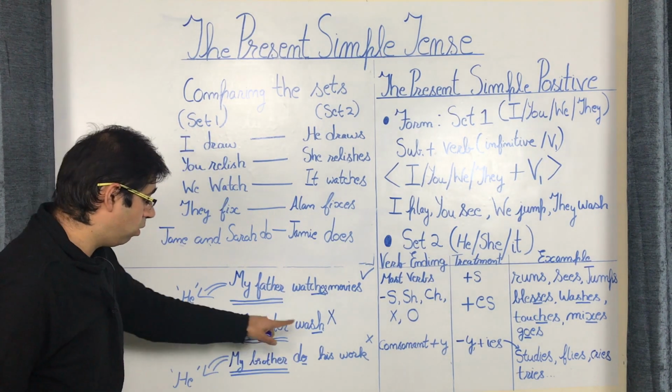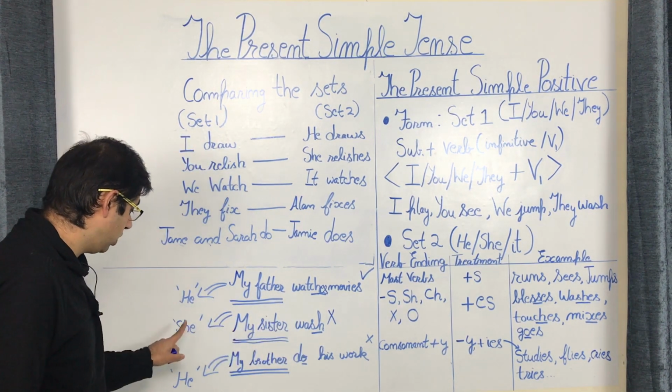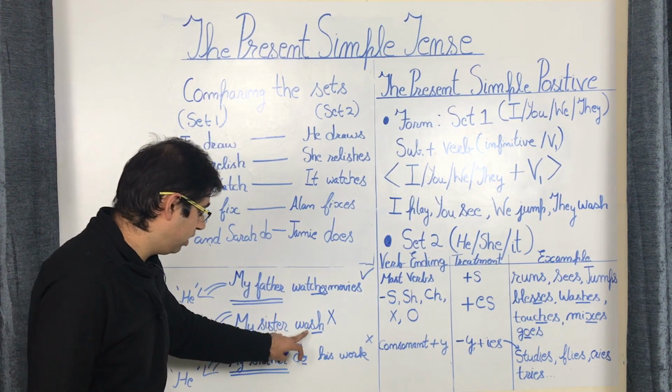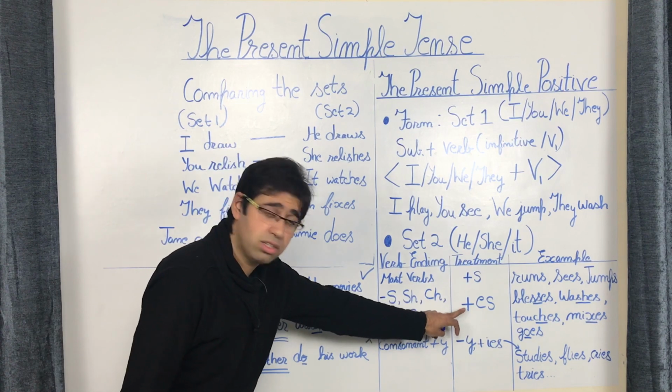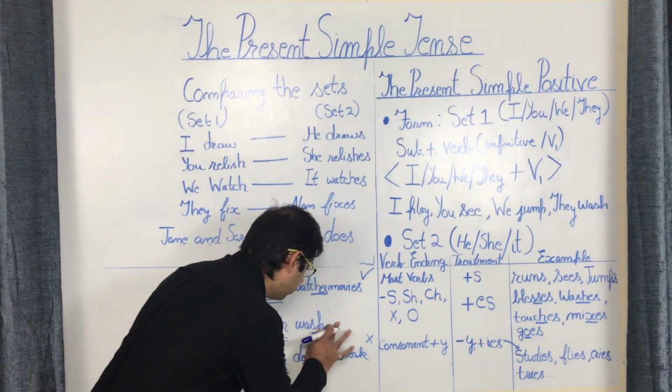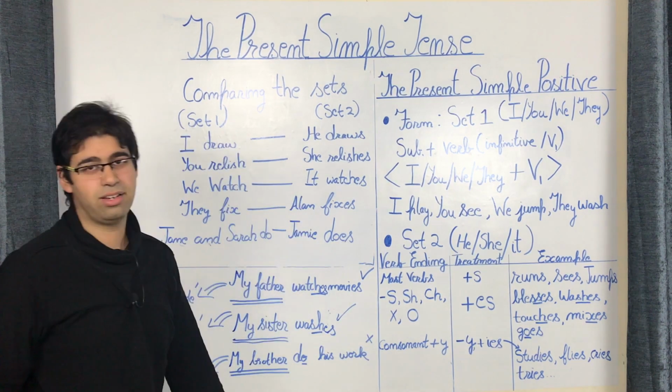Now, my sister wash is incorrect because my sister is the equivalent of she, belonging to set 2. Wash is ending in SH. Again, the same treatment, ES. I add an ES to that, and the sentence is corrected.